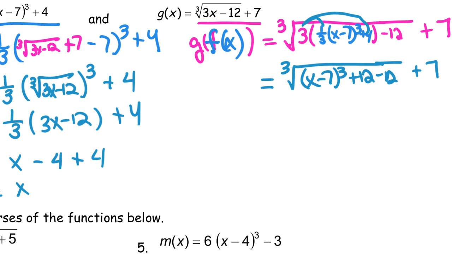So now you can see how the 12s, they're the same, and they'll cancel. So we got the cube root of x minus 7 cubed plus 7. So we got rid of our 3s, thirds, 4s, and 12s. Now we've got our cube root and cube by themselves.